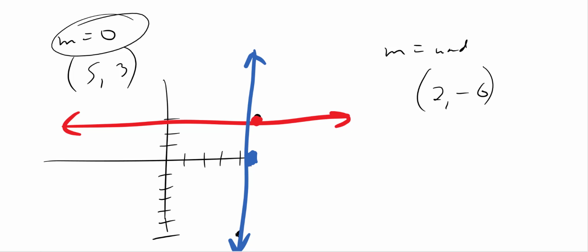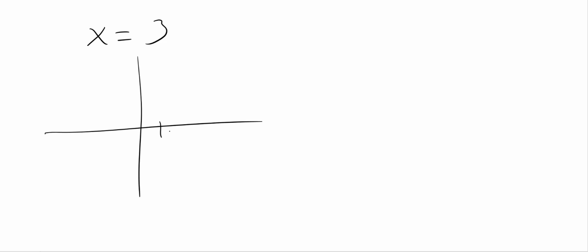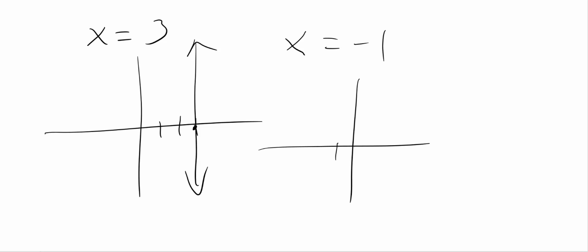And then the last thing I showed you, just to refresh your brains. If I said x equals 3, you should know how to graph that. First of all, it's a vertical line going through x equals 3. Put a dot there and draw it. Okay, x equals negative 1, same thing. Go to negative 1 and draw it.